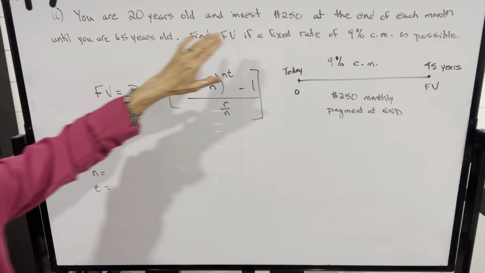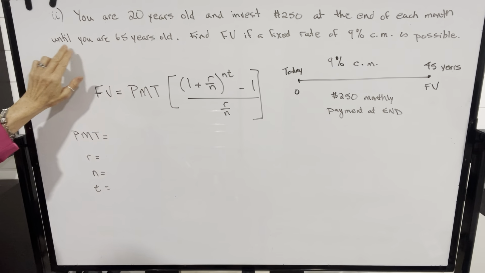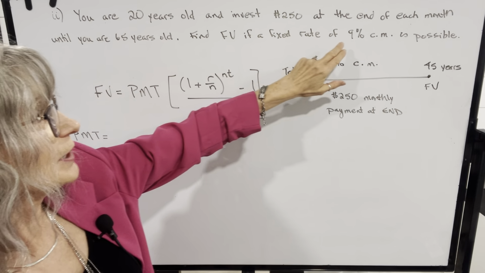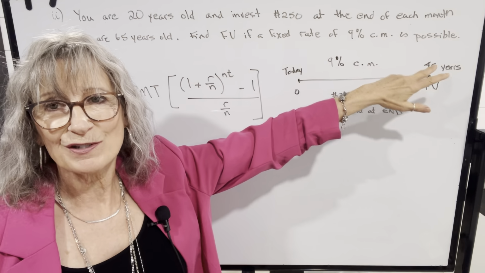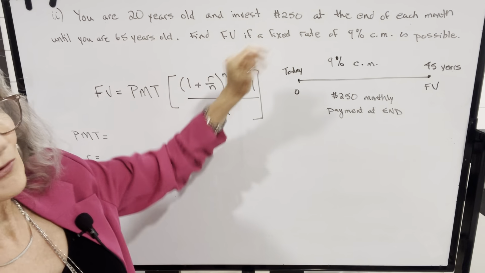In our second example, it says you are 20 years old and invest $250 at the end of each month. Okay, that makes it an ordinary annuity, until you are 65 years old. Find the future value if a fixed rate of 9% compounded monthly is possible. We know this is simple because it's compounded monthly and you're making monthly payments.